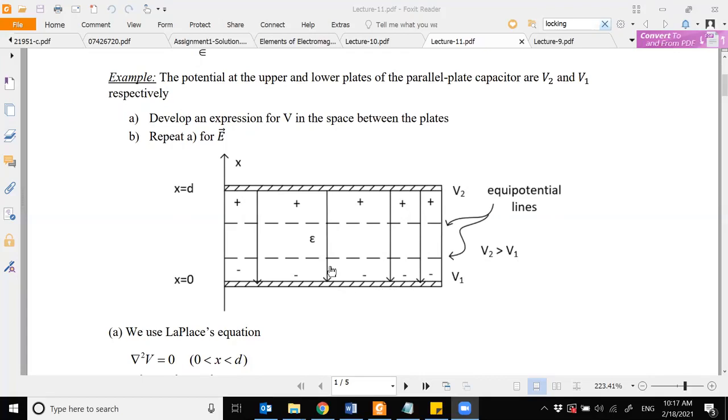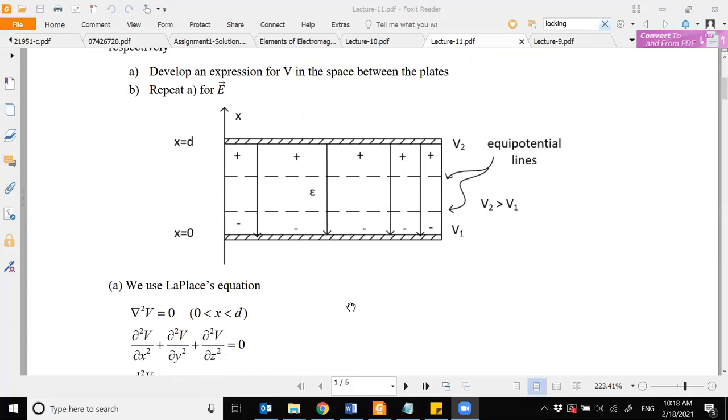And this is the material which has a permittivity of epsilon. So now let's solve it. First, we are going to write the Laplace equation: del squared V is equal to 0. And I'm solving the Laplace equation only in this region, which is between 0 and d.